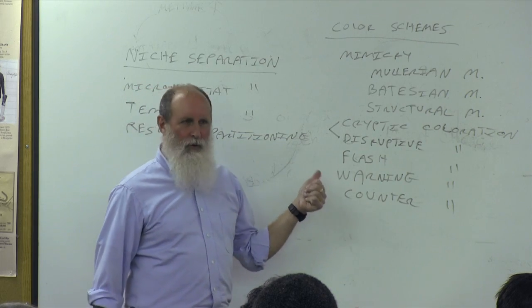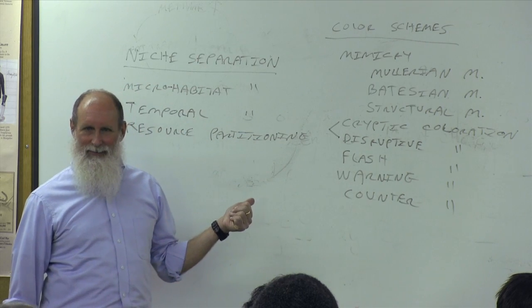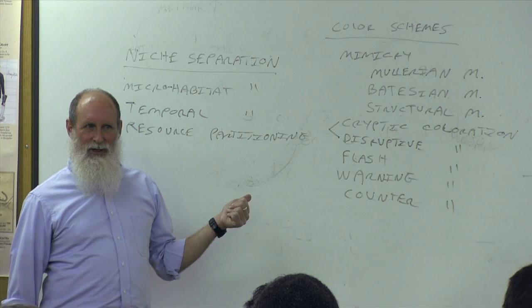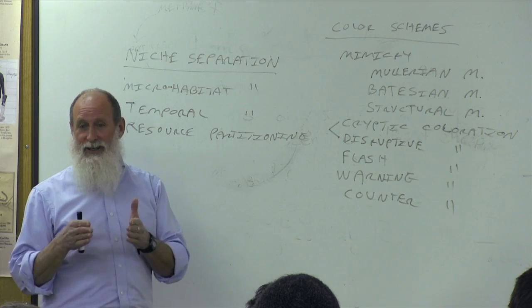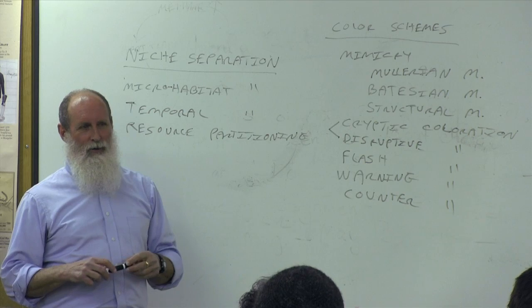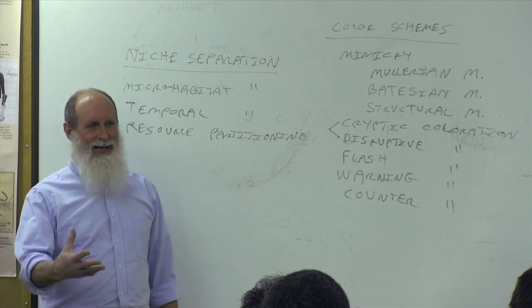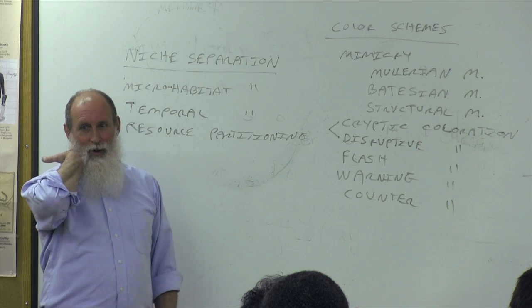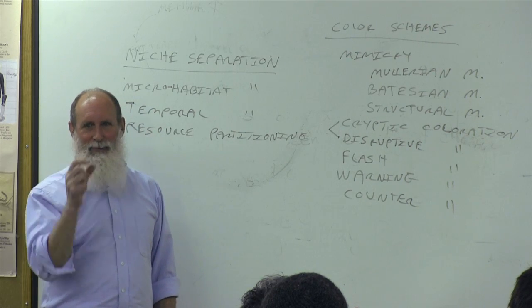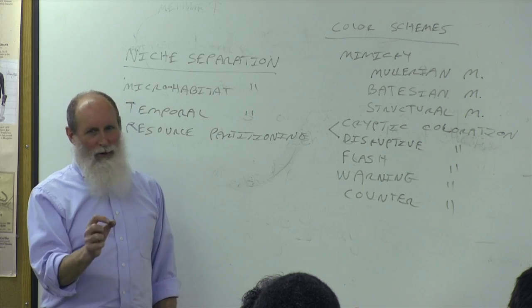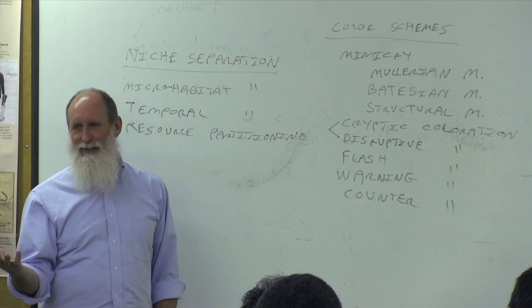But what it means is, once you take on one of these coloration schemes, you become really restricted in what you can do. If you're a green leafhopper, you better not be sitting on a brown twig. You'll stick right out. You better stay on a leaf. If you are a leafhopper that looks like a thorn, you better always be on twigs, because if you're not, you're going to be out of place.